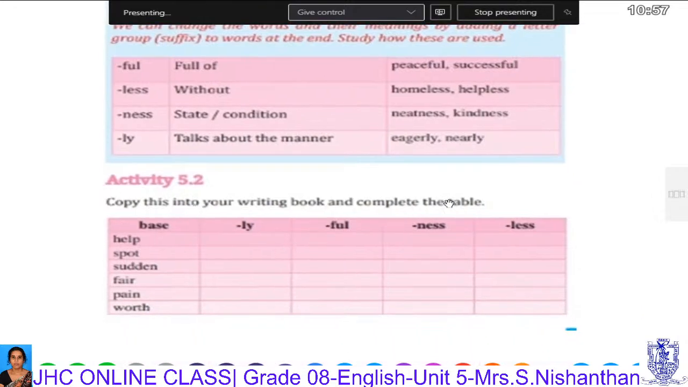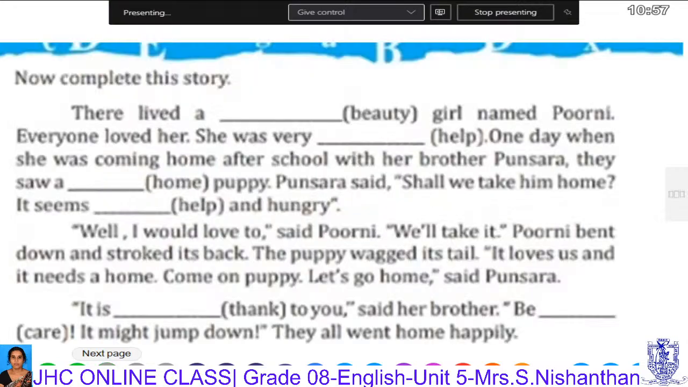And then you have to copy the table and add the suffixes to the base words. In the base words, suitable suffixes should be added. Not all the suffixes are suitable for all words. Right? You have to find out the suitable suffix. You can use a dictionary at your home. Right? This is for your homework. This is your homework. The next activity also your homework.